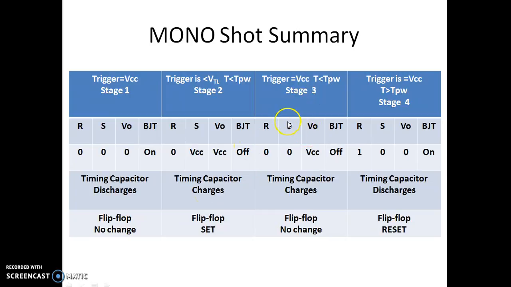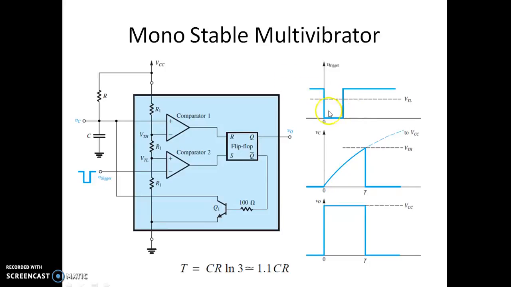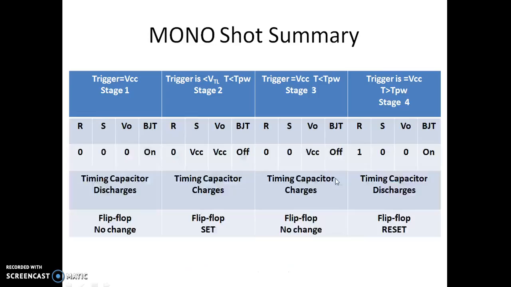So assume that the time is still less than the pulse width. The trigger has been removed. Now once the trigger goes high again, if the pulse width has not elapsed the required time, then both R and S will become 0. When it is 0, it means it remains in the previous state. The output remains in the previous state. So previous state is high. The output remains in high state. The transistor is off. Capacitor is still charging.